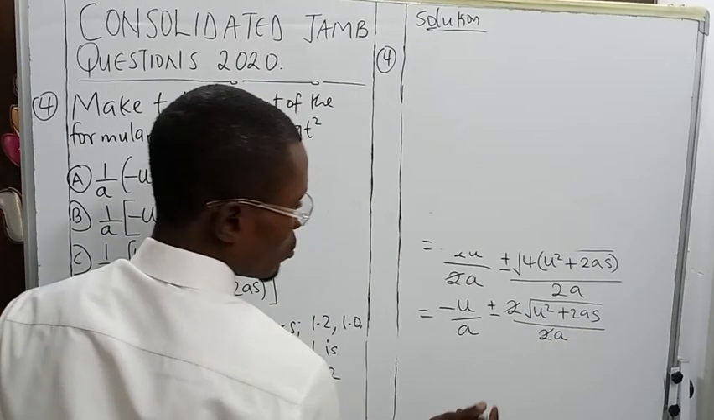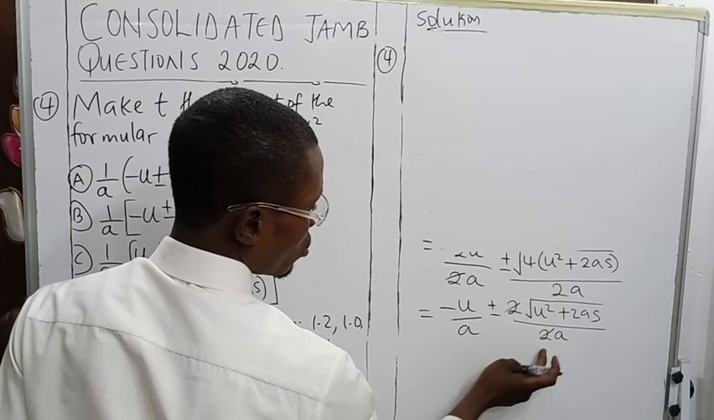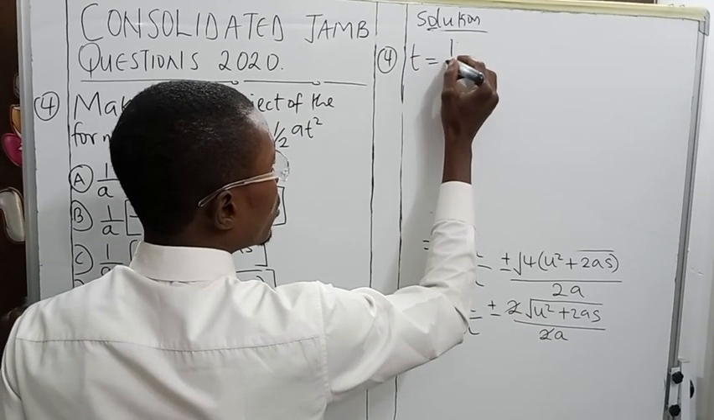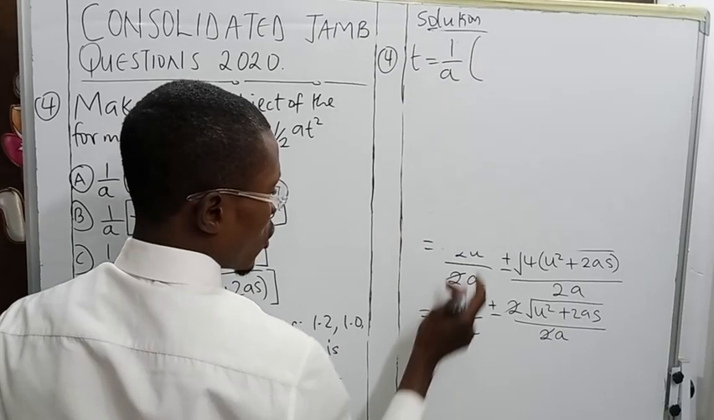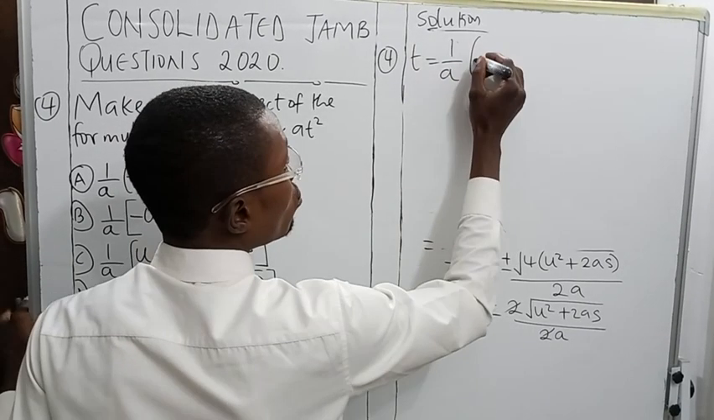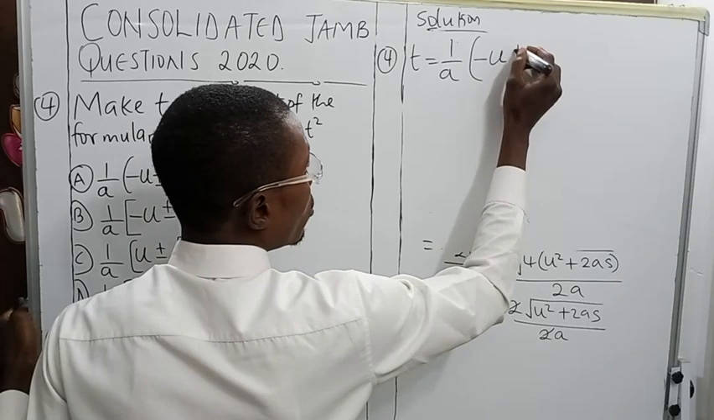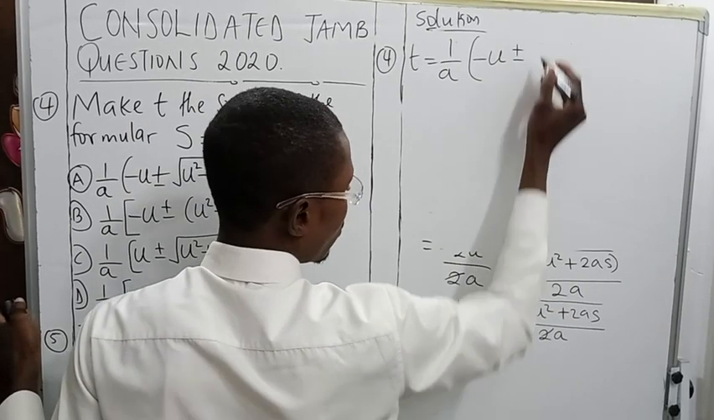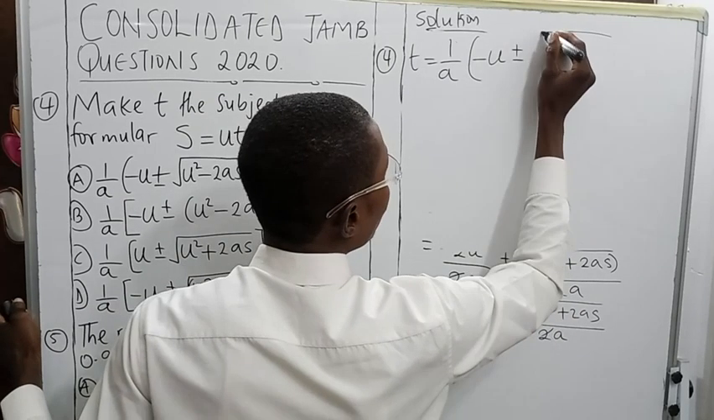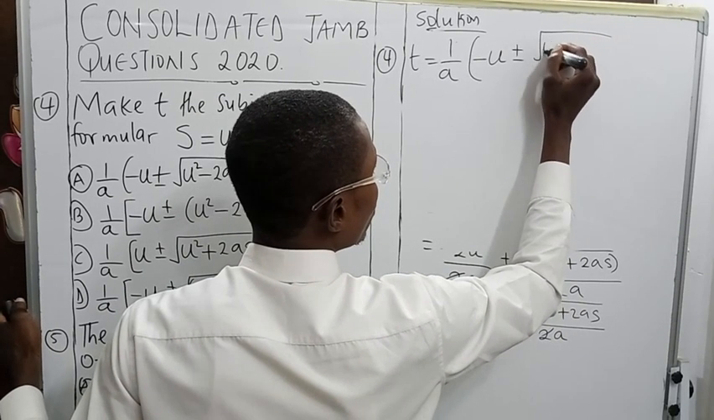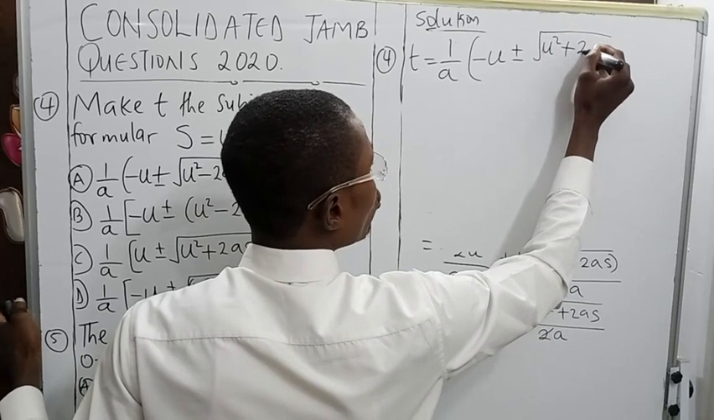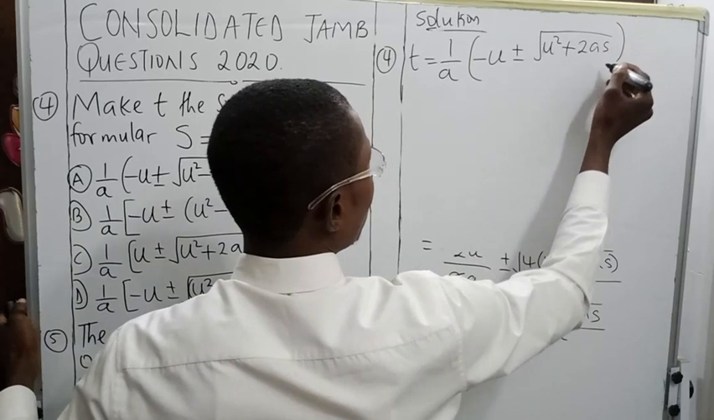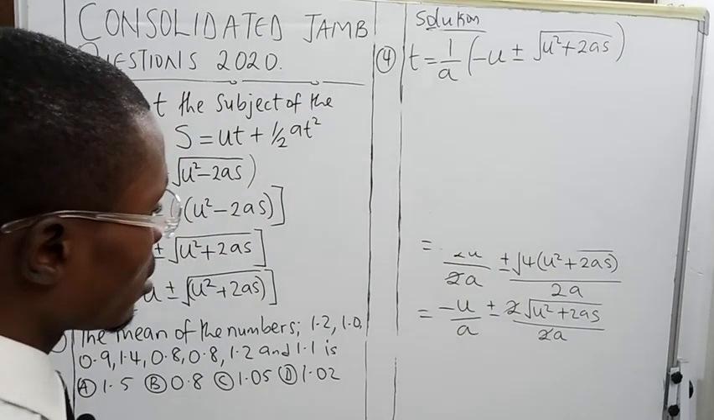What is common between these two terms? 1 over a is common. So I factor it out. I have my t equals 1 over a. Factor out 1 over a from here. What do I have left? Minus u, plus or minus, factor out 1 over a from here, I have root of u squared plus 2as. Right? I have this, and that is it.